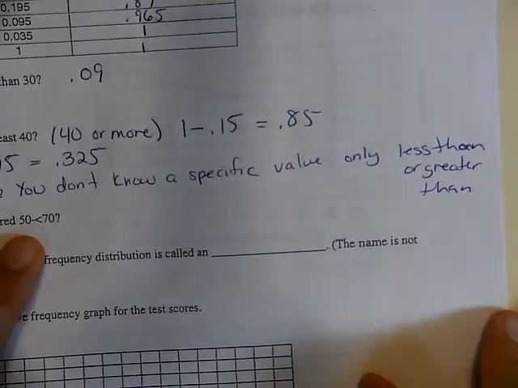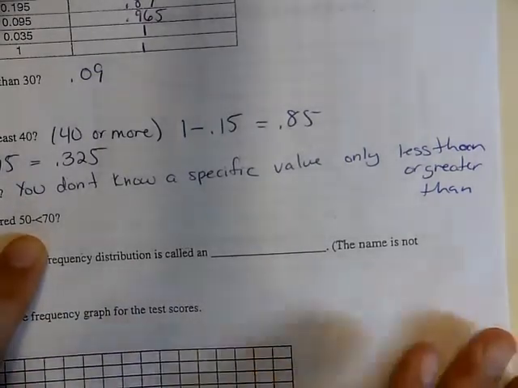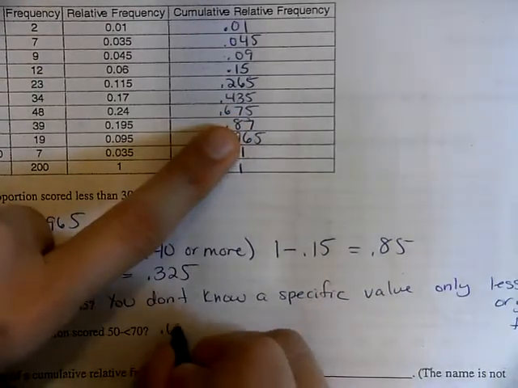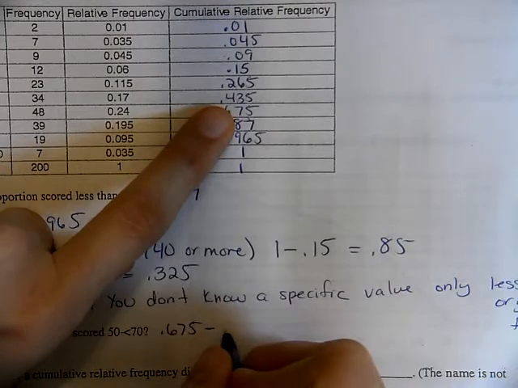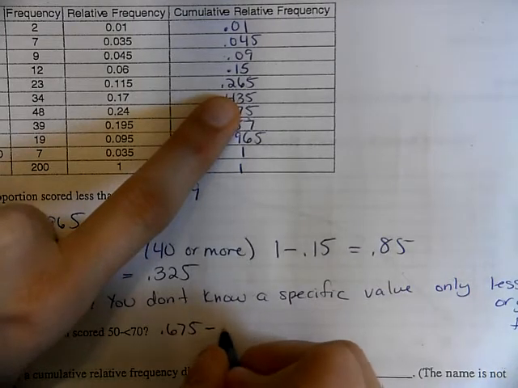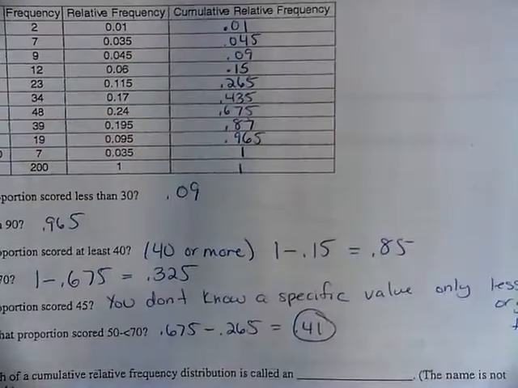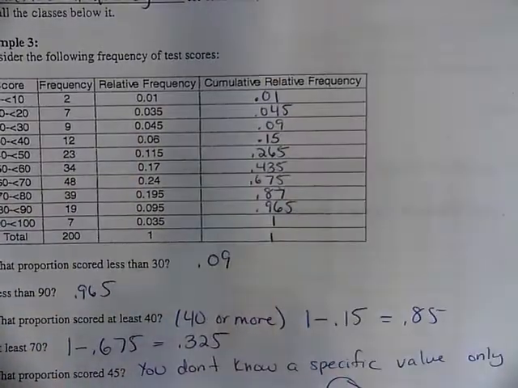What about between a 50 and a 70? Again, if I just knew that last column, I would take the 70, 0.675, and subtract the proportion that got up to a 50, 0.265. So 0.41. Obviously if you had the other ones you could add, but we're pretending we just know this one.